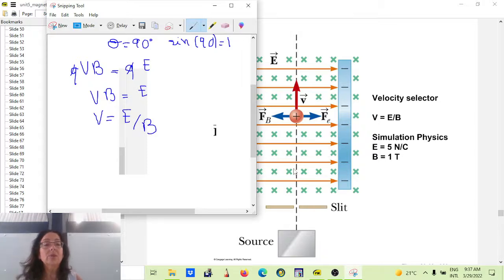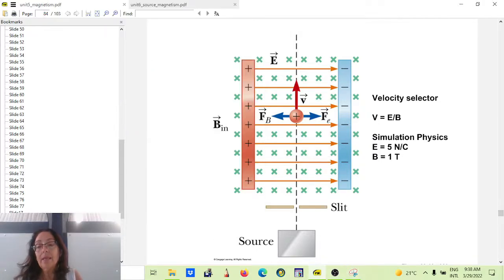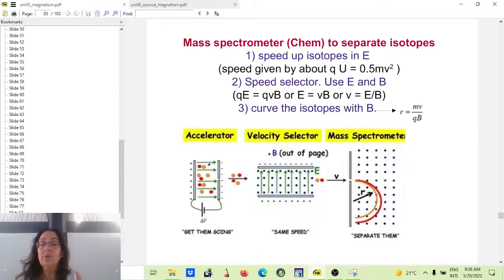So why do you want to do that? You select a given velocity that you want. So it's called the velocity selector. Do you understand? I'm going to show you a simulation, but first why in a lab. You all take chemistry, maybe some of you are going to take the MCAT, and a lot of you are in biology. So the mass spectrometer is a very important technology for you to understand.